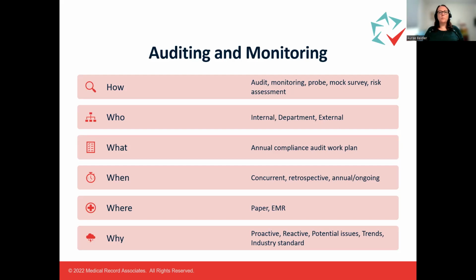So for your annual work plan, you may think everything's a high risk, but as you go through it and work with your compliance committee, you determine what those top 5 priorities are that you must get done that year.